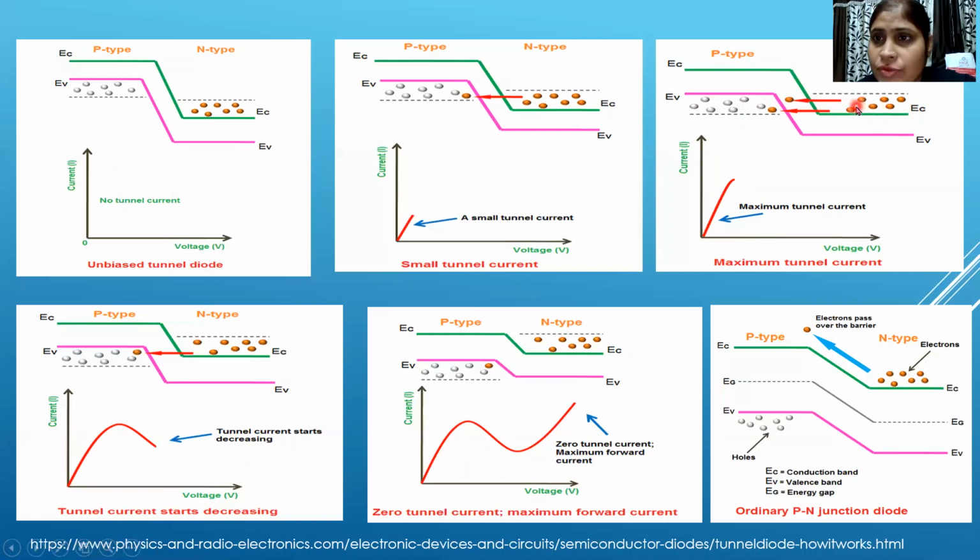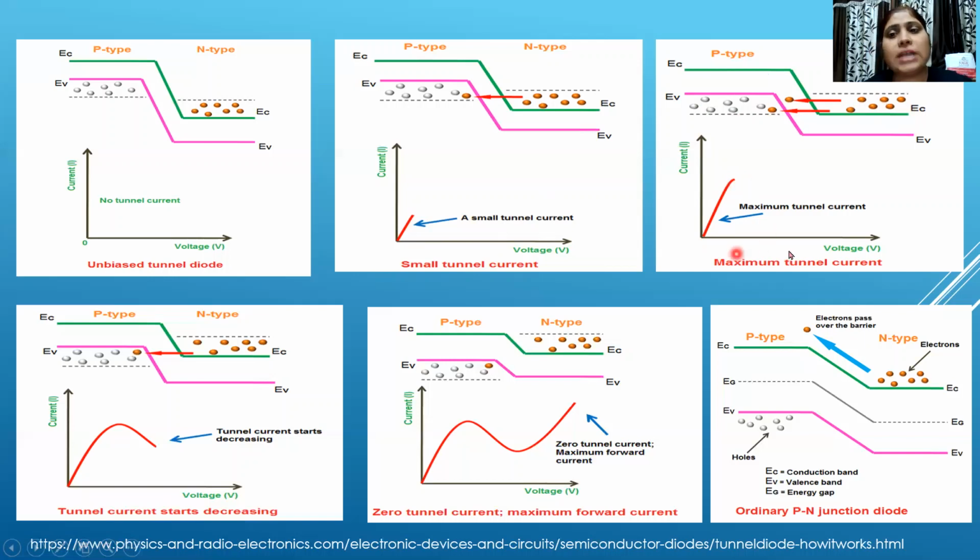So the electrons start moving towards the valence band of the p-type layer from the n-type layer. That is, the electrons which are present at the conduction band at the n-type layer move towards the valence band of the p-type layer. So more and more electrons start flowing, and a large current will be flowing as compared to the previous case. So more current is flowing.